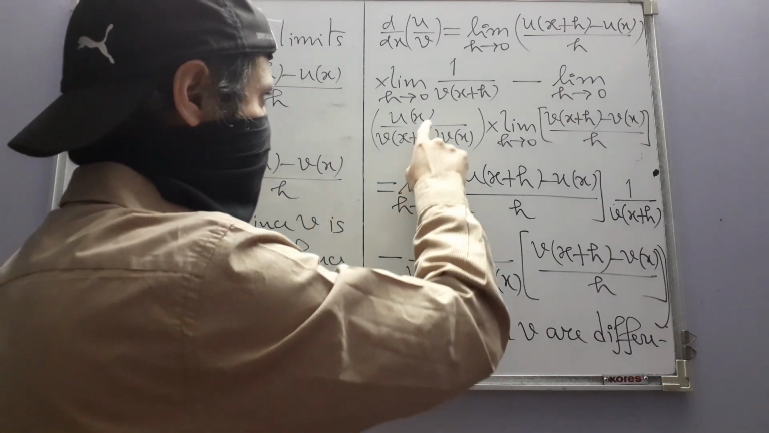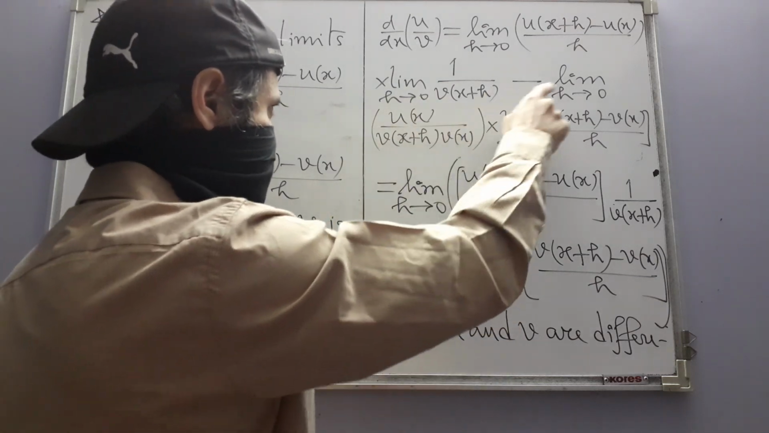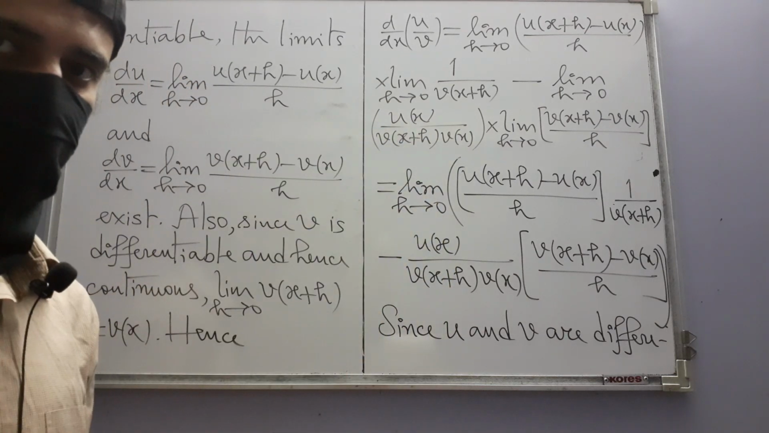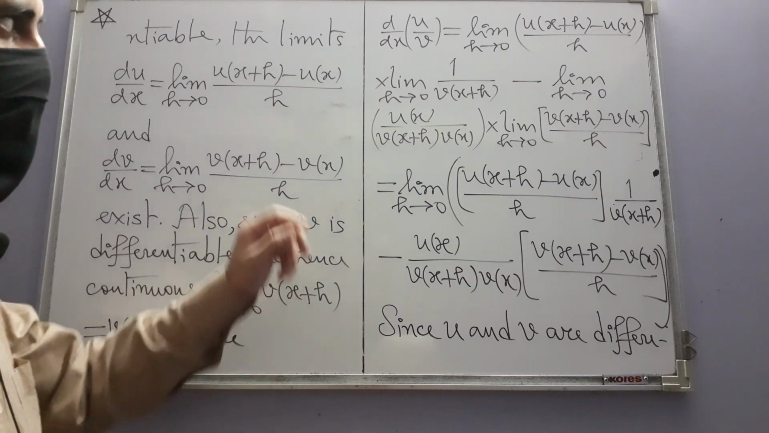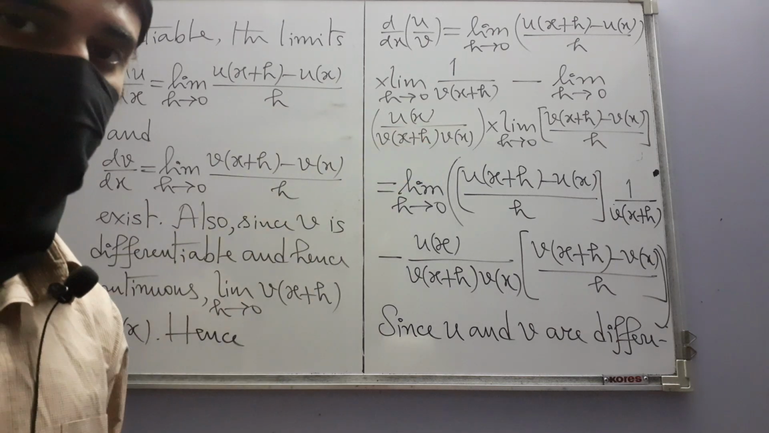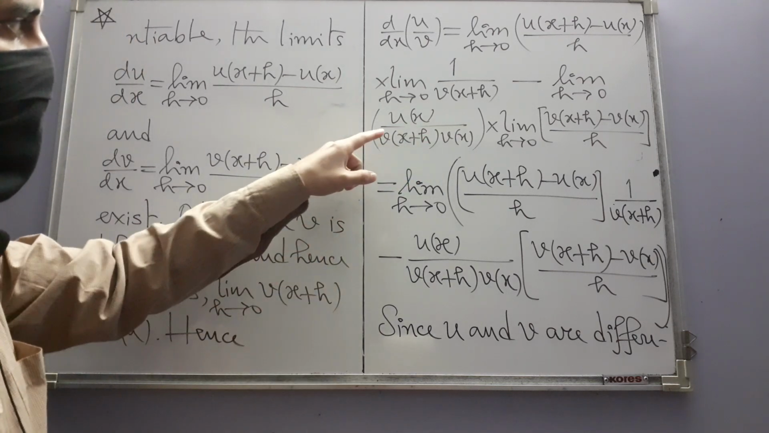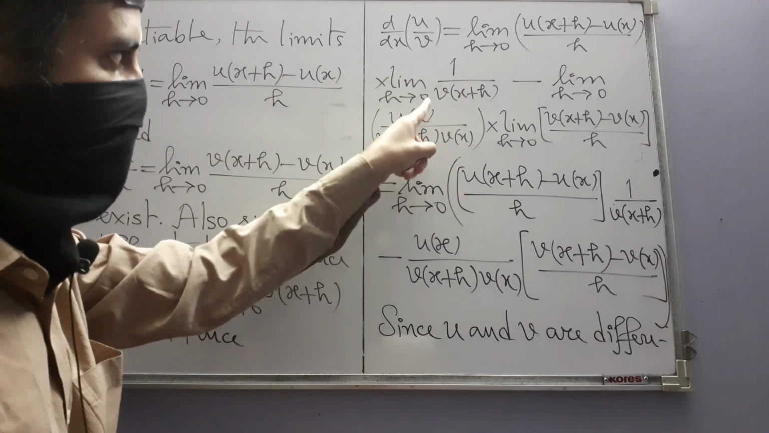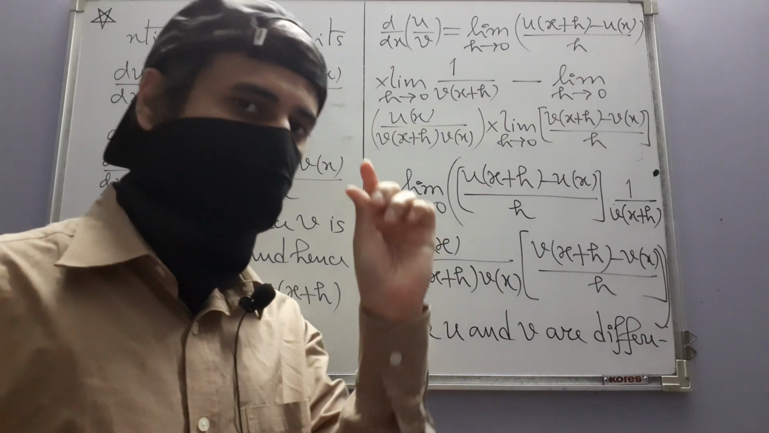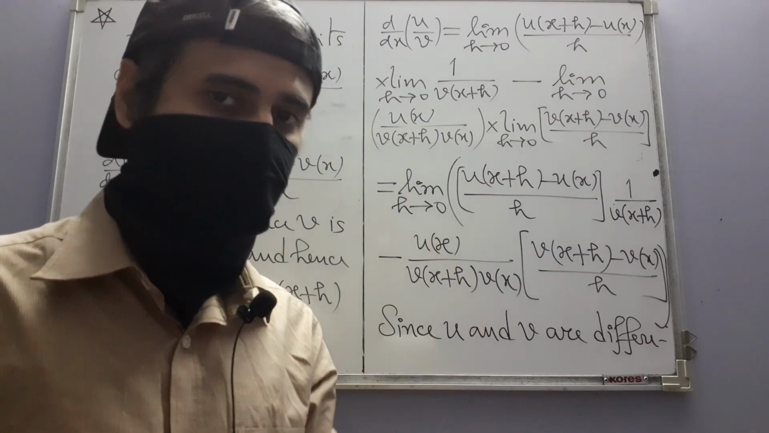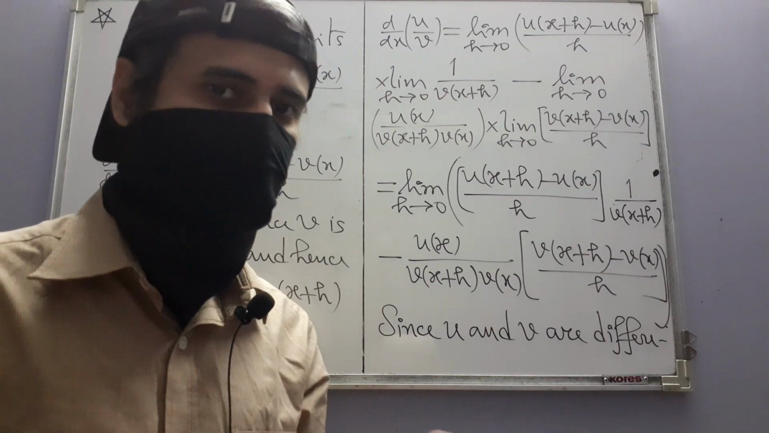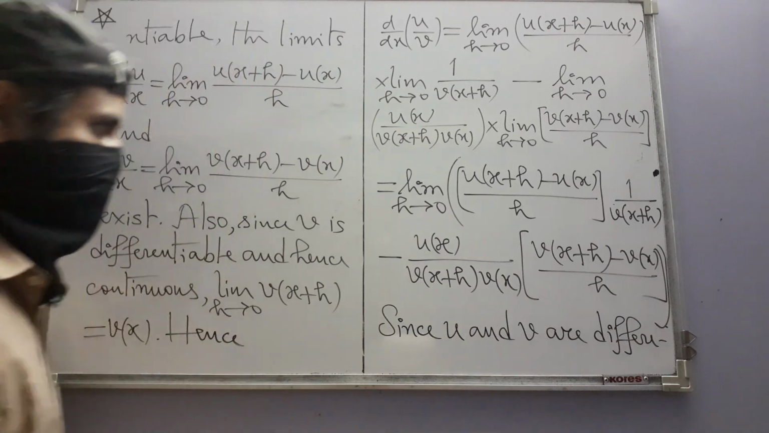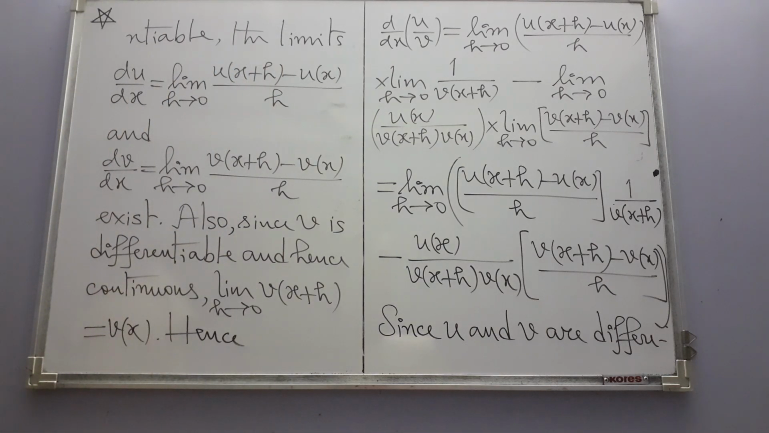In a similar manner, this limit will be equal to u of x divided by v of x times v of x. And what are we using here? We are using the constant multiple rule of limits, where this function is multiplied by this constant u of x divided by v of x, which is constant with respect to h. It doesn't have h, so it doesn't change with h. And the other limits, of course, are derivatives. So now we can write the final thing.